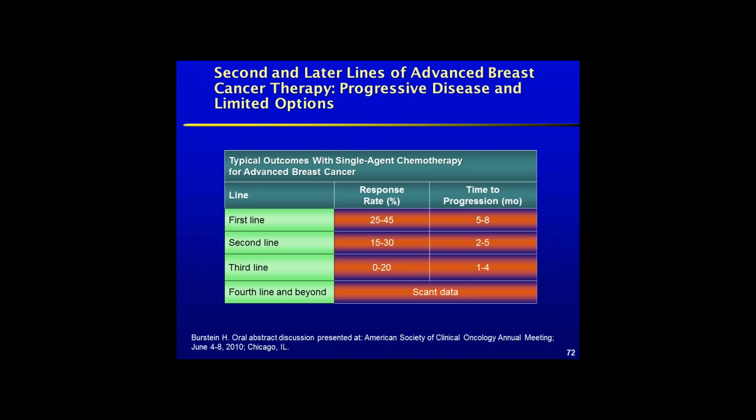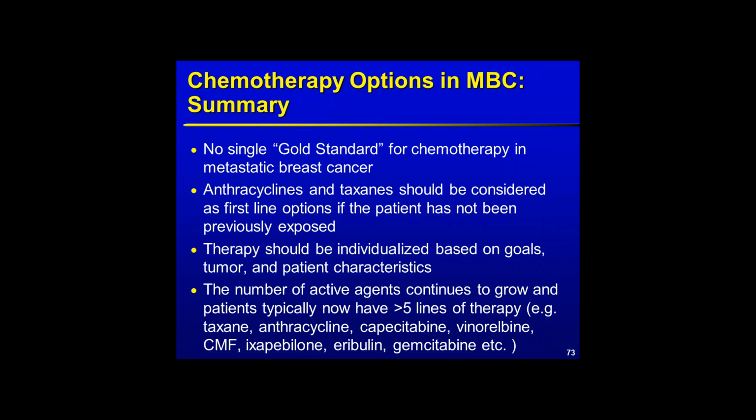In general, again, patients do best with their first-line therapy, less good with their second-line therapy, and less good with their third-line therapy. We really have very little data for fourth-line therapy or beyond, despite the fact that many patients with breast cancer with metastatic disease get 6, 7, 8 lines of therapy, sometimes with very meaningful benefit. So there's no single gold standard for chemotherapy in metastatic breast cancer.